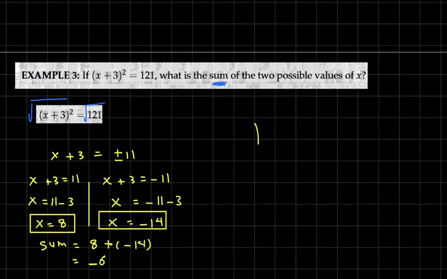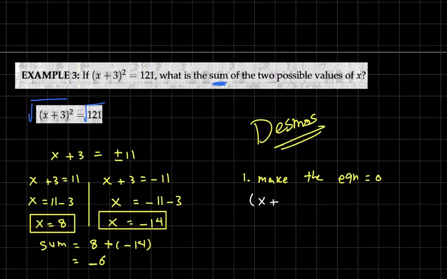Good. How to solve this question by Desmos? To solve this question by Desmos, guys, I will make the equation equal to 0 first. Step one: make the equation equal to 0. Here, if I wanted to make this equation equal to 0, I will shift 121 to the other side, isn't it? So it's going to be x plus 3 squared minus 121 equals 0.